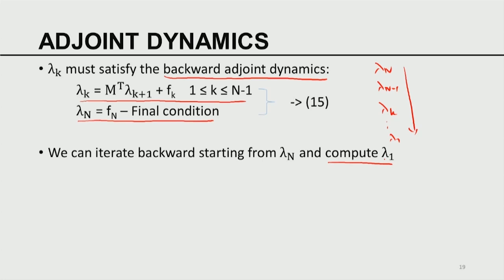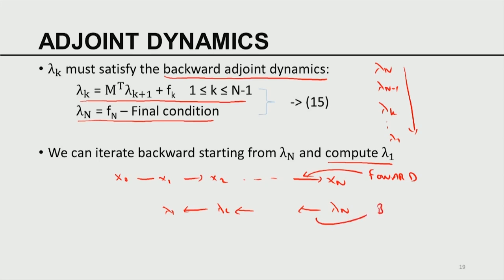Now I would like to remind you of two things. The model is solved forward, x naught to x1 to x2 all the way up to xn. Here are lambda n, lambda n minus 1, lambda 2, lambda 1. So these are considered backward. So the forward dynamics of the model, the backward dynamics of the adjoint. This backward dynamics comes very naturally from the Lagrangian multiplier problem.